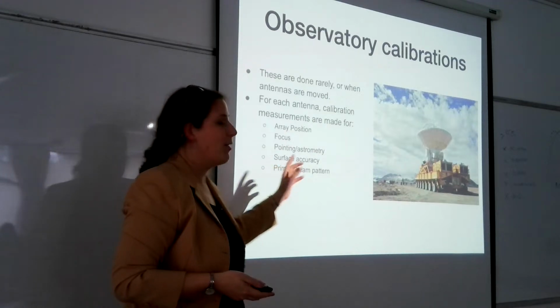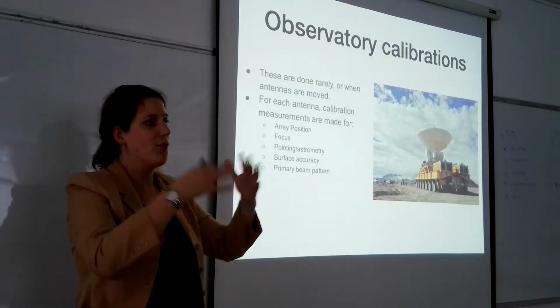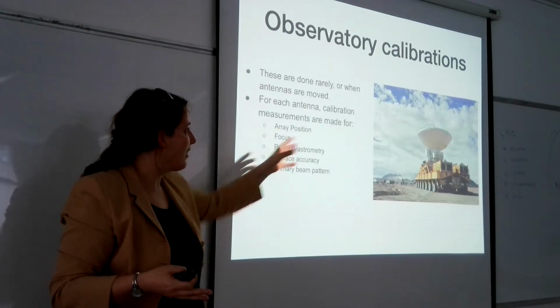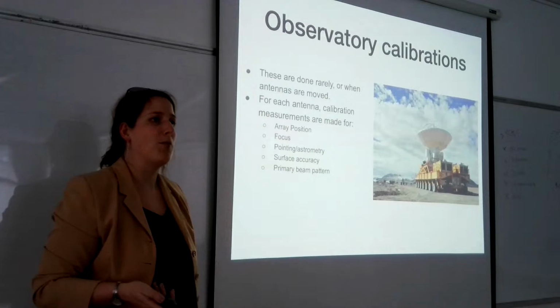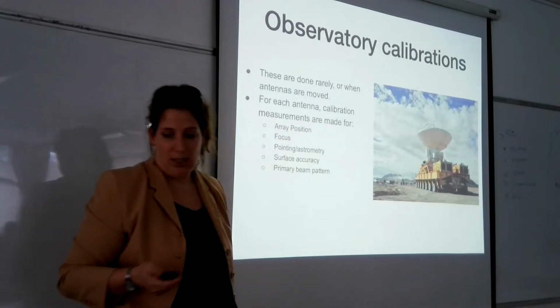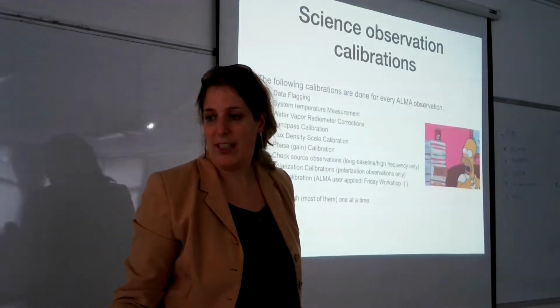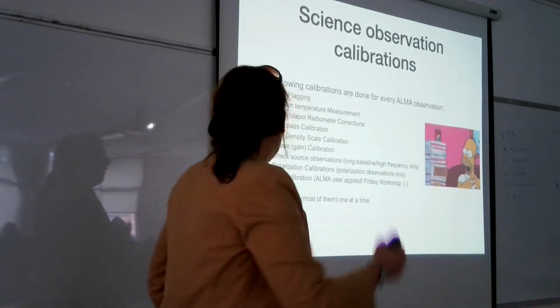Surface accuracy and primary beam pattern, same thing. These are properties of each individual antenna that can be affected when we move an antenna from one configuration to the next. And this is essentially done every time the antennas are moved.